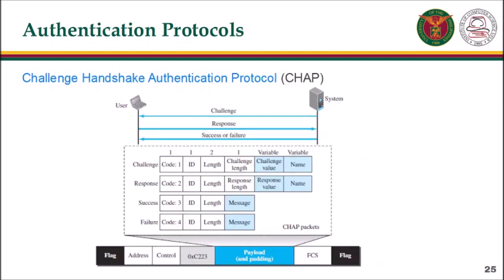The Challenge Handshake Authentication Protocol or CHAP is a three-way handshaking authentication protocol that provides greater security than PAP. In this method, the password is kept secret; it is never sent online.